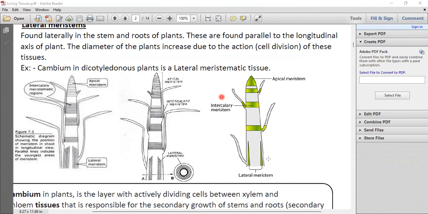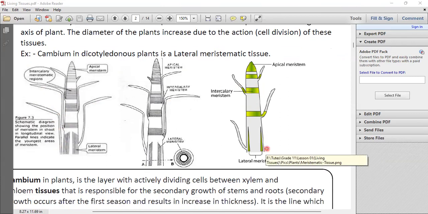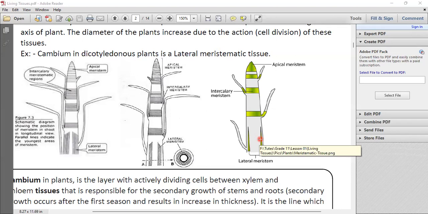And when you talk about the stem, coming again to a dicotyledonous plant, in its stem there are lateral meristems like this. Because of the cell division, the lateral meristematic tissue becomes larger. Then the stem becomes broad.